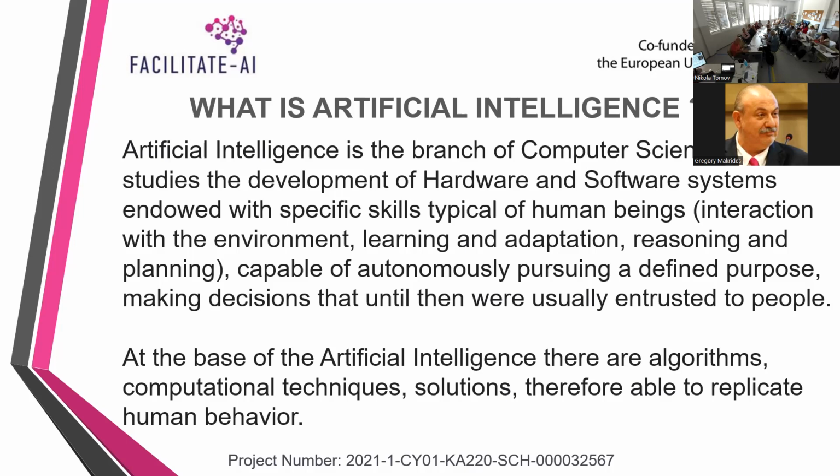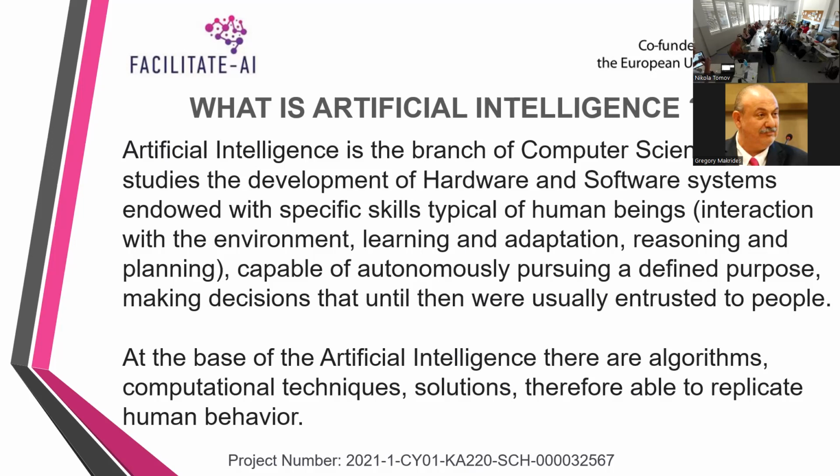Artificial intelligence can be defined as a branch of computer science that studies the development of hardware and software solutions that replicate, in a way, specific skills that are typical of human beings: learning and adaptation, reasoning, planning, dealing with the environment. And the really incredible thing about artificial intelligence is that it is capable of autonomously pursuing a defined purpose, making decisions that until then were usually entrusted to people.